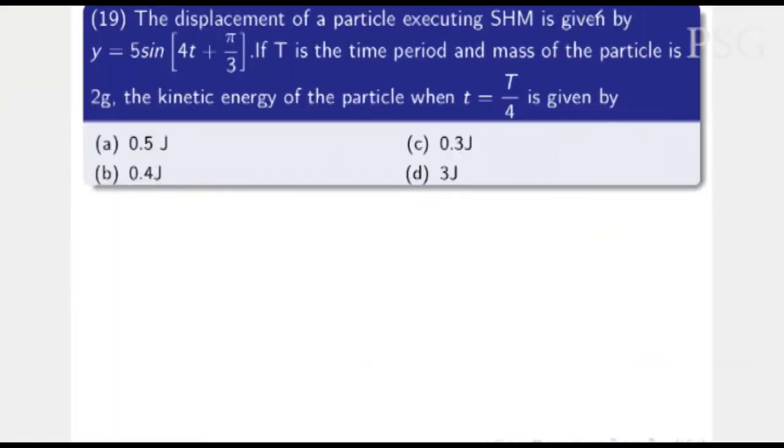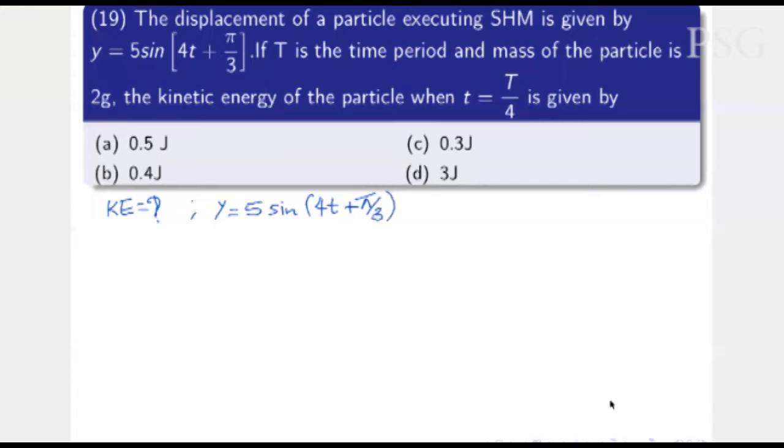Next question. The displacement of a particle executing SHM is given by the equation y equals 5 sine of 4t plus pi by 3. If T is the time period and the mass of the particle is 2 grams, the kinetic energy of the particle when time is a quarter of the time period is given by. They are asking for the kinetic energy of the particle. But what is given? The displacement equation is given, y equals 5 sine of 4t plus pi by 3.